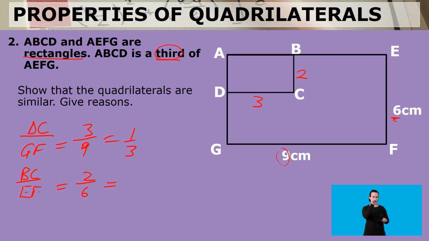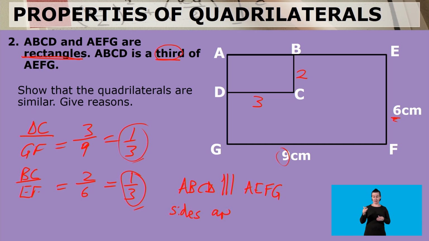Divide both the numerator and denominator by 2, and you'll have a third. Again, you have a third, and that would be repeated for the other two sides because this is a rectangle. Opposite sides are parallel and equal, and therefore we know that ABCD is similar to AEFG, based on the sides being proportional.